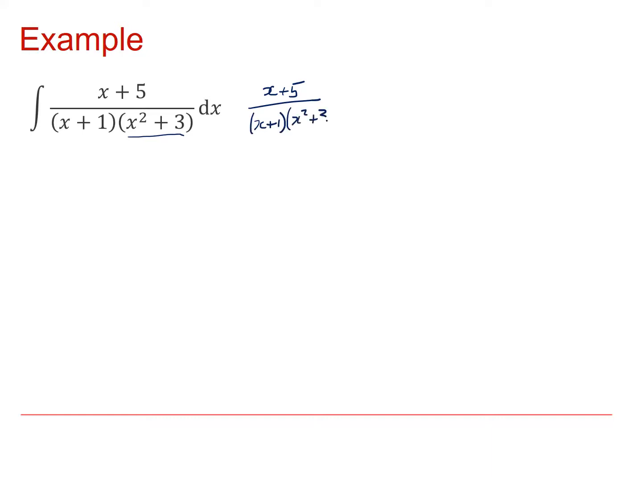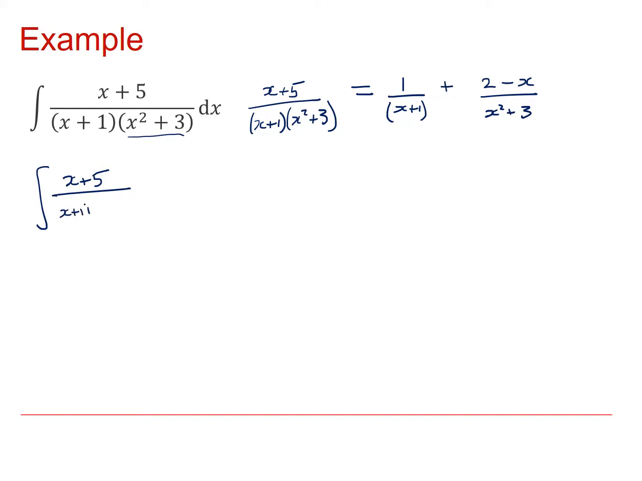So this thing, x plus 5 over (x plus 1)(x squared plus 3), turns out to be this in partial fractions. It's 1 over x plus 1 plus (2 minus x) over x squared plus 3. So my integral is just the integral of these bits.